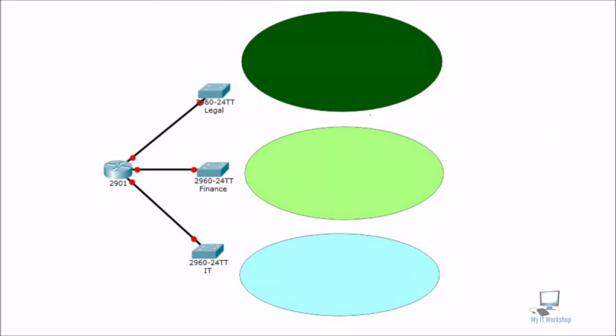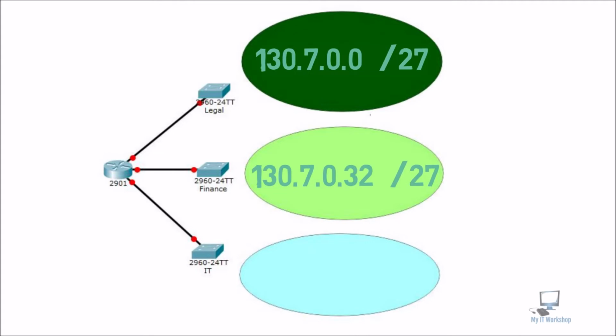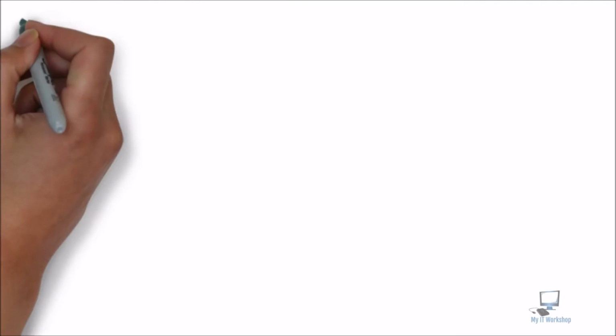Okay. So going back to our diagram, our little network, we're going to assign to the legal, finance, and IT departments the different IP addresses that we have found. For the first one, we're going to assign 130.7.0.0/27. For the second one, 130.7.0.32. Those are the names of the networks. And for the last one, 130.7.0.64/27. So these are the subnetworks we have found for those departments.